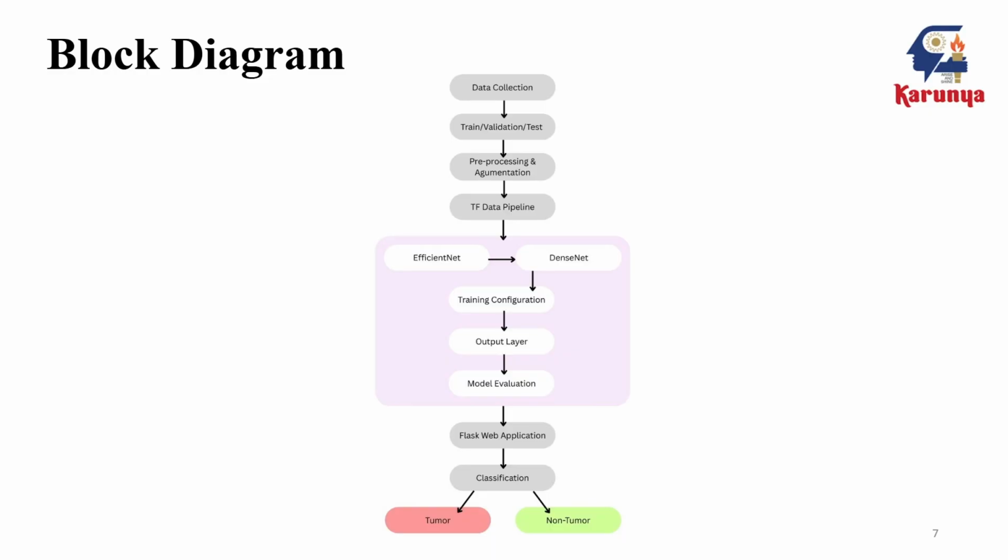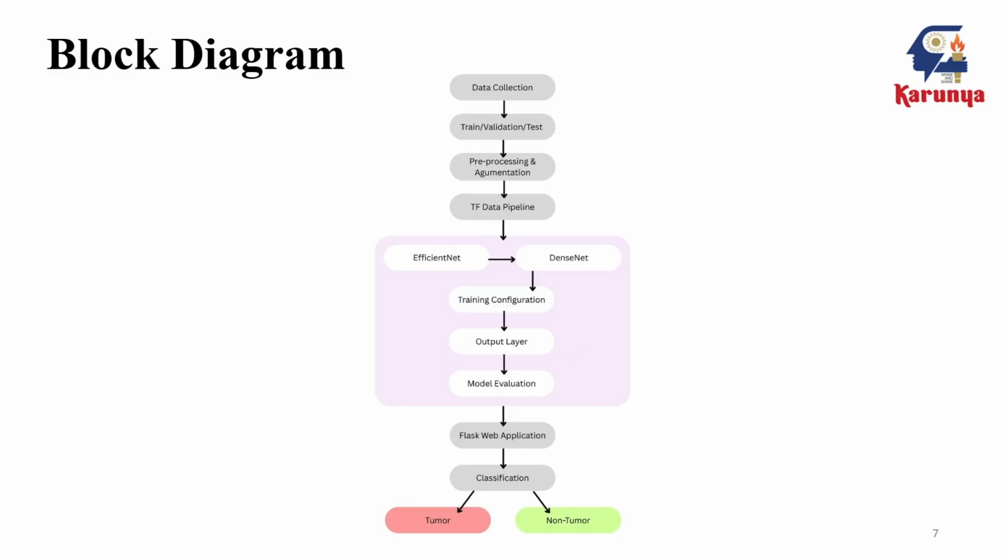Step 4, TensorFlow data pipelines. Optimized data pipelines handle shuffling, batching, caching and prefetching to maximize training efficiency. Step 5, the learning model, which is the heart of our system. And step 6, model evaluation, Flask web application and final classification output as tumor or non-tumor.